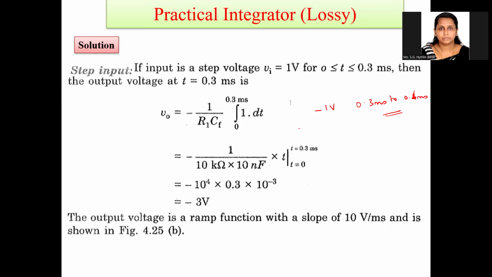For the output, we are going to integrate between 0 and 0.3 milliseconds. It is evaluated as 1 by R1 CF, you know. If we integrate that, we will be getting t. The t value is 0.3 milliseconds, so we can directly substitute over here. You'll be getting around minus 3 volts. The output voltage is a ramp function with a slope of 10 volts per millisecond. I will explain how it looks by seeing the diagram.